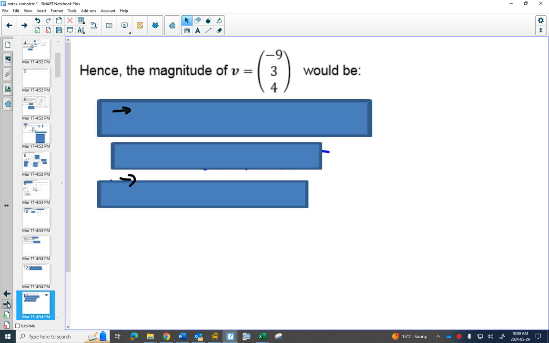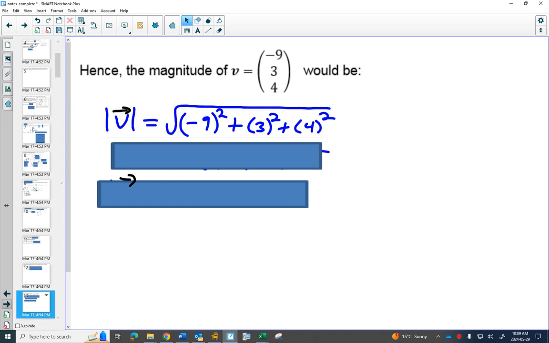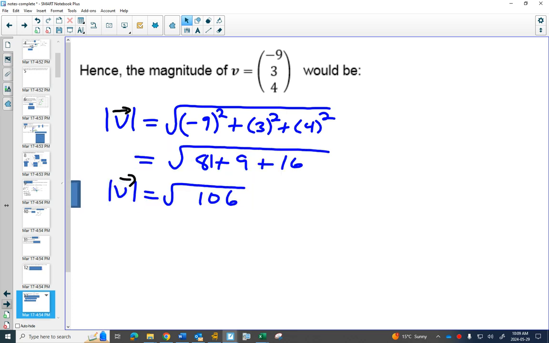Okay. So let's find the magnitude of this. We just use the formula. The length of V will be all of them squared. Easy to simplify. It is the square root of 106.